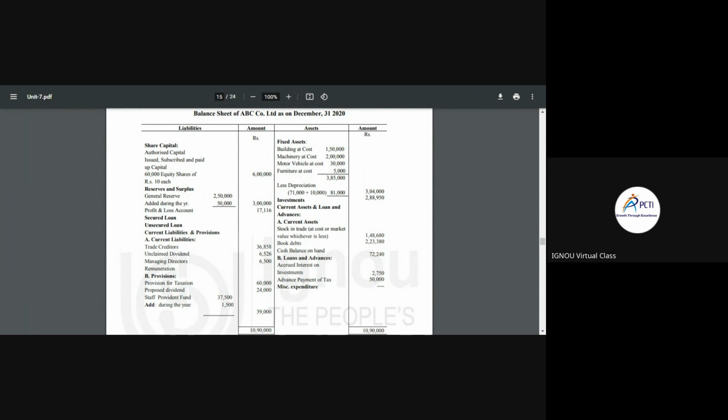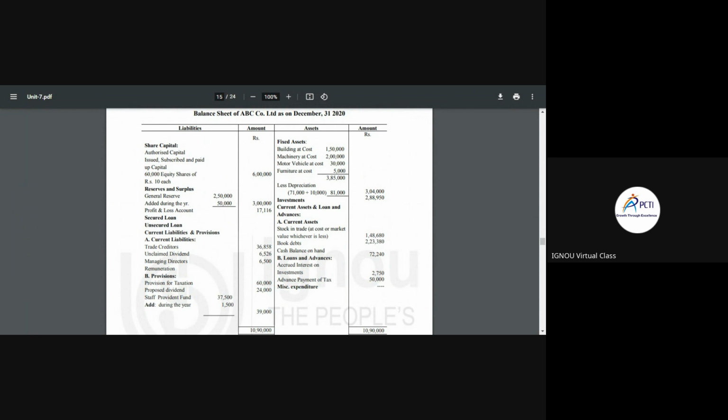Then we have an investment of rupees 2,88,950. Then we have current assets and loans and advances. In the case of current assets, we have stock in trade at cost or market value, whichever is less, that will be 1,48,680. Then we have book debts, and then we have cash balance in hand. Then we have loans and advances, that will be accrued interest on investment and advance payment of tax. Then we have miscellaneous expenditure, which is zero in this particular question.